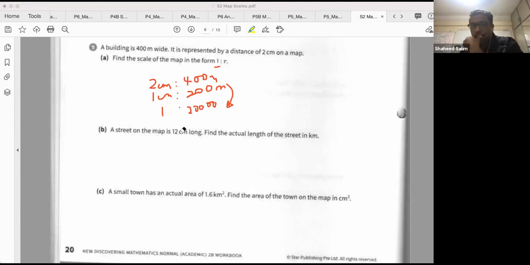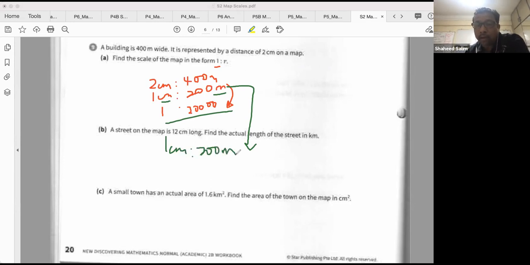Halas. But for question number B, I want you to realize this. For question number B, Ryan and all the rest, you don't need to use this one. You use this scale. Why? Because this is cm to meter straight, easy for you, rather than cm to meter, then you have to change that to cm to cm and change it to meter. This is cm to meter already. Go straight now. 1 cm to 200 meters. Now they want 12 cm.